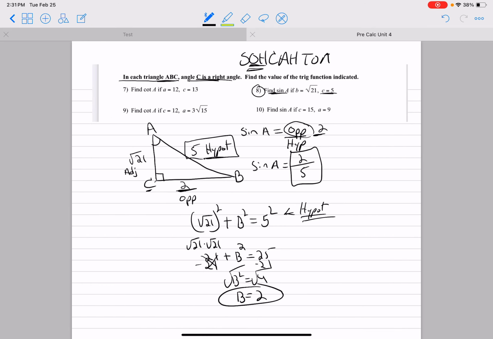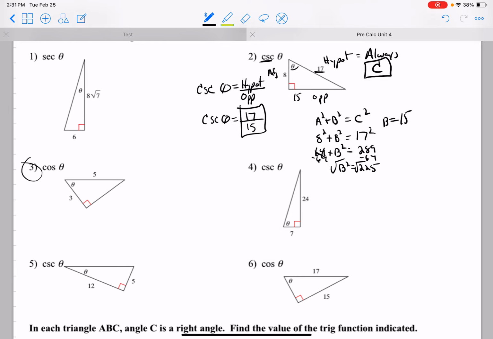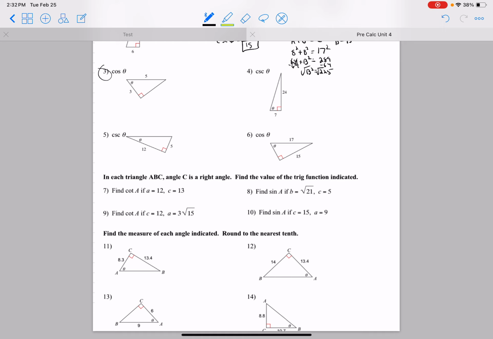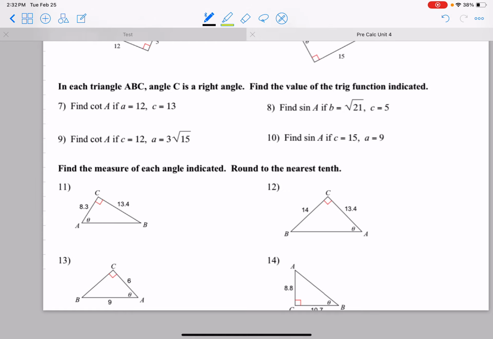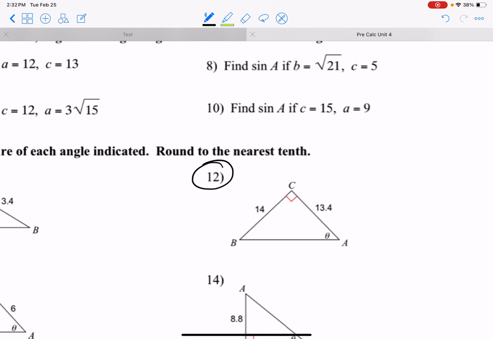Let's do one more. Maybe we'll do two more. Let's do the cosine. Oh, haha. Find the measure of each angle, 11, 12. We forgot one. We'll do the last one, number 11. Find the measure of each angle. Let's do number 12. Go ahead and do number 12. I knew we forgot one. Do number 12 here.